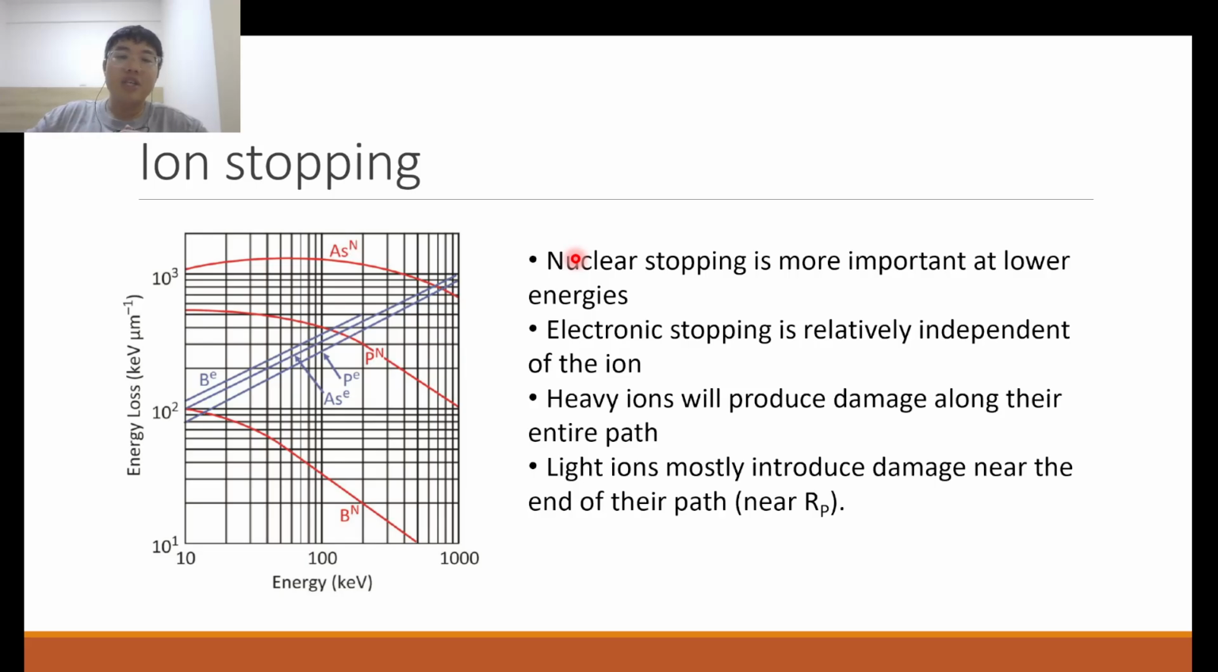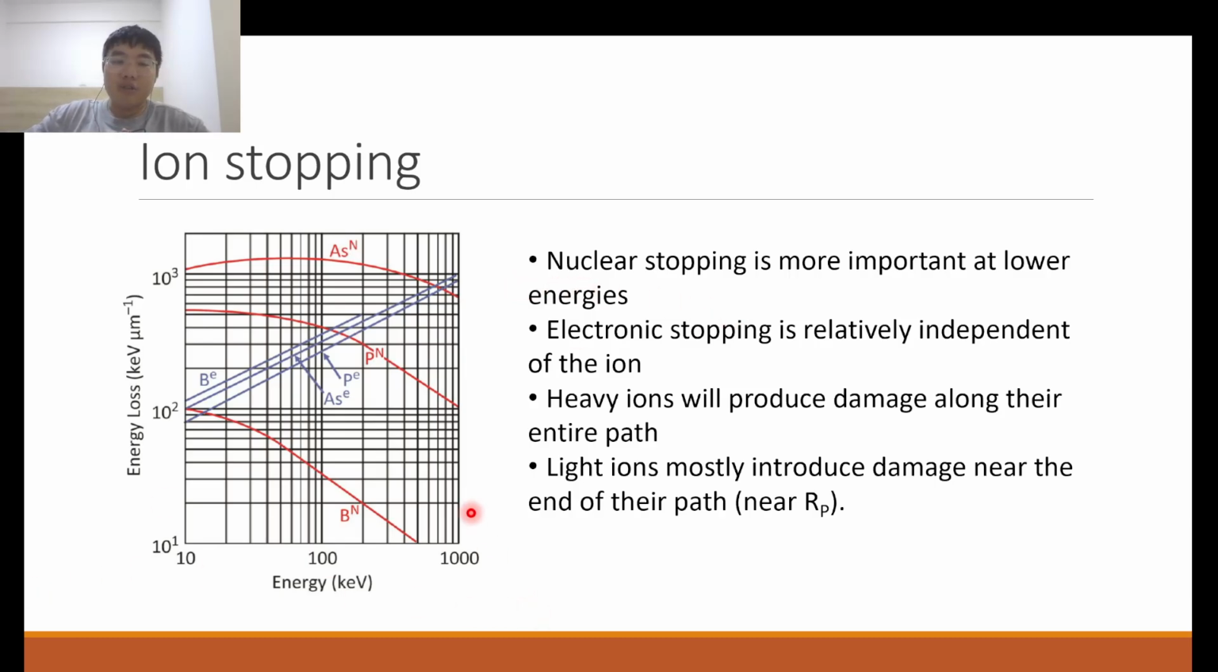So the conclusion for this is that nuclear stopping becomes more significant at lower energies. Electronic stopping becomes more significant at higher energies. Which one, nuclear stopping or electronic stopping, causes the damage to the lattice? Obviously, it's nuclear stopping, because it's only when you collide with the nuclei of the silicon that you disrupt and destroy the silicon lattice.